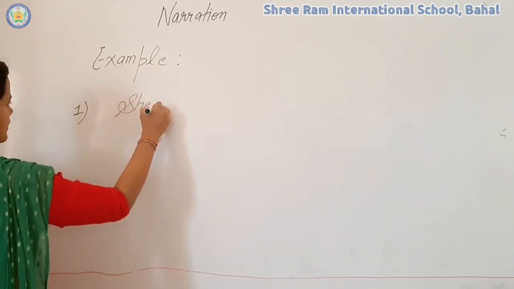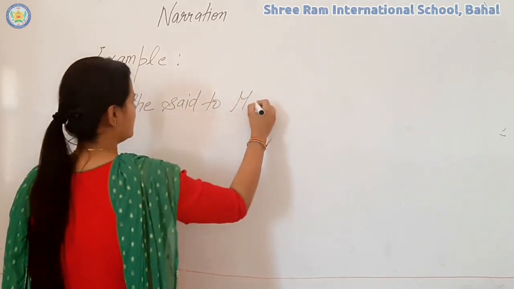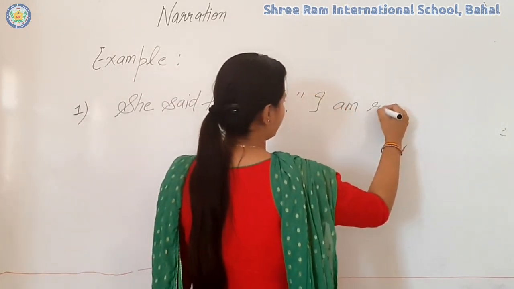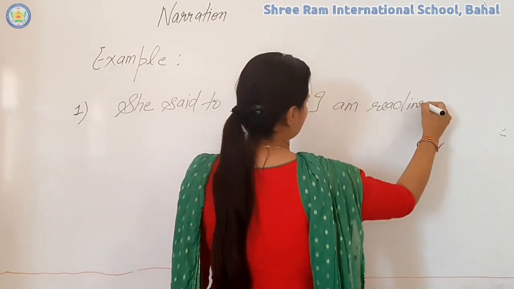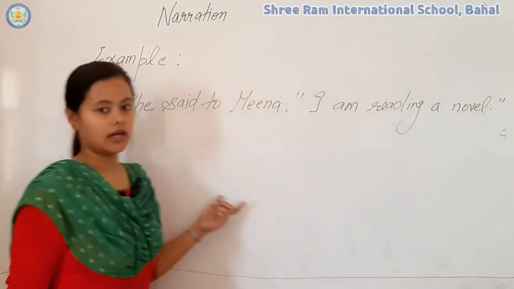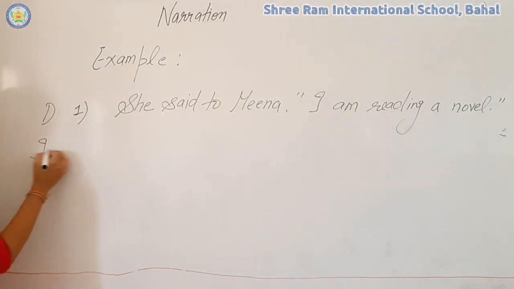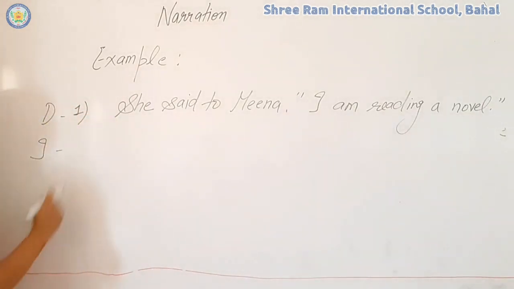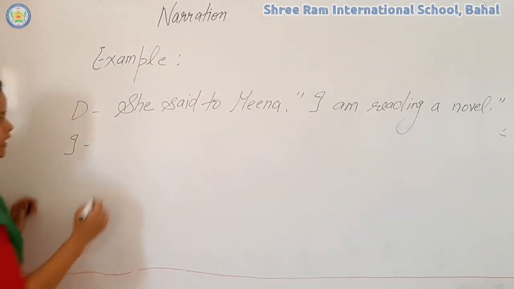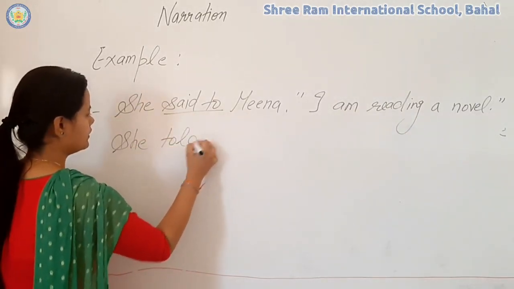She said to Meena, I am reading a novel. This is direct speech. Now we have to change it into indirect. So what you have to do? Write down. See, said to will change into told.